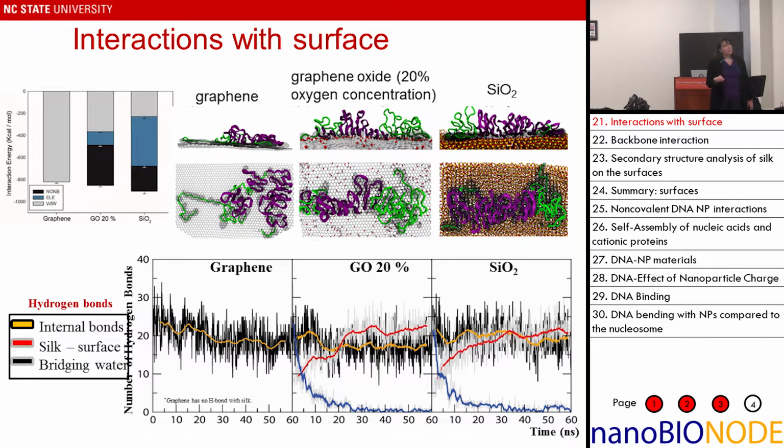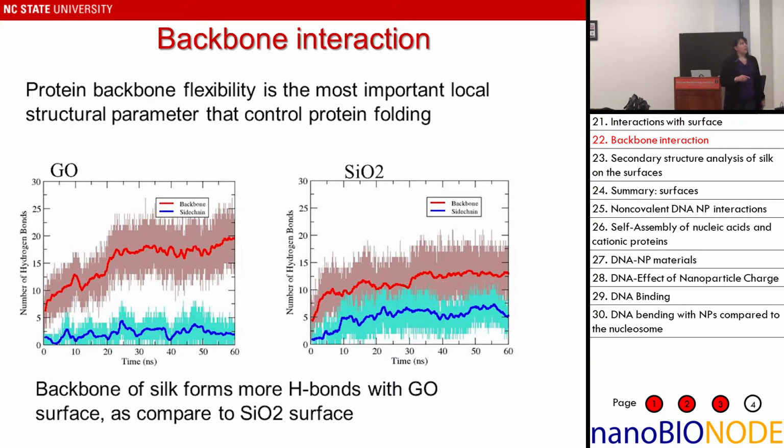And then we see the interactions with the surfaces generally increase, and they're going to continue to flatten out at about 100 nanoseconds. So again, we don't see much of a difference here. Slightly different distributions, but on average it's the same. What we saw as a difference is actually interactions of backbone versus side chain for graphene oxide versus silicon dioxide. And this is the biggest difference in how the silk responds to these two different structures.